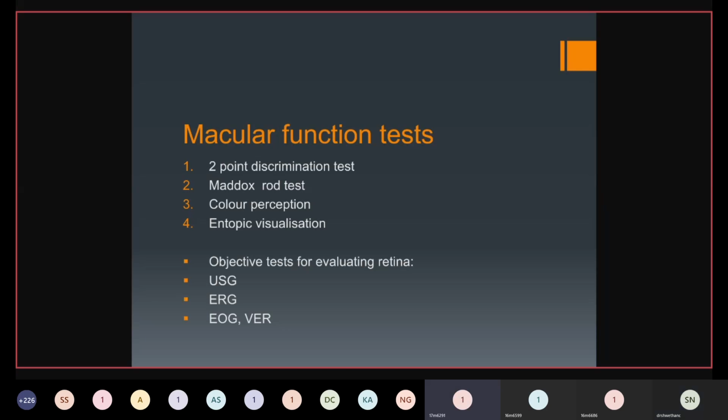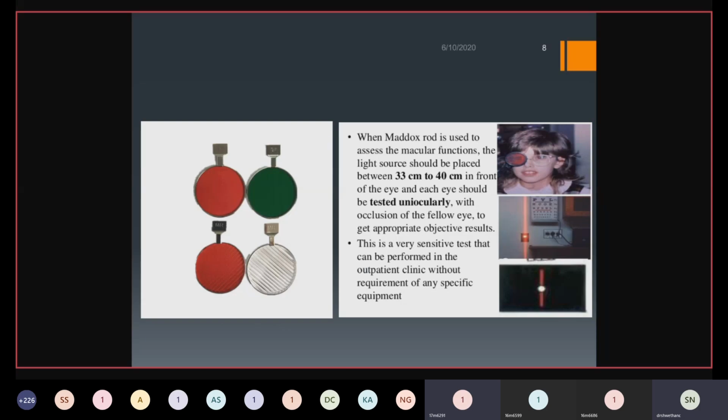This is a picture on the left-hand side. Filters above, red and another is green paper. We use these two papers for the color perception test. And below you can see two other lenses. This is the Maddox rod, which consists of a series of cylindrical rods.